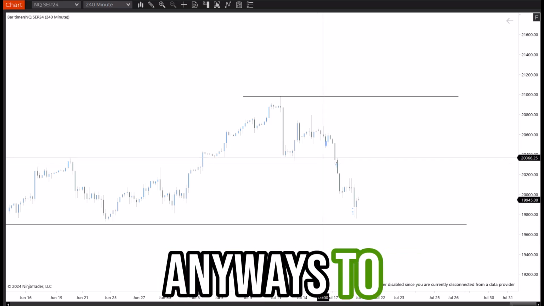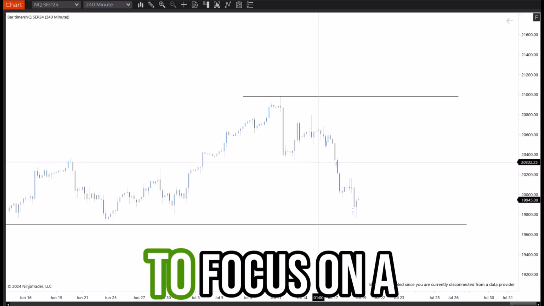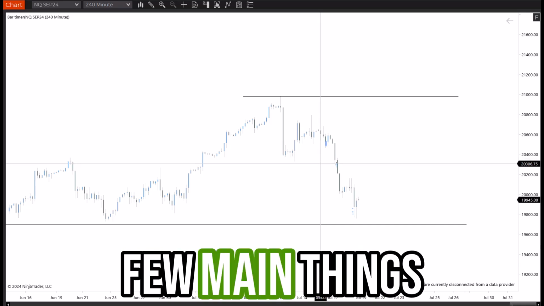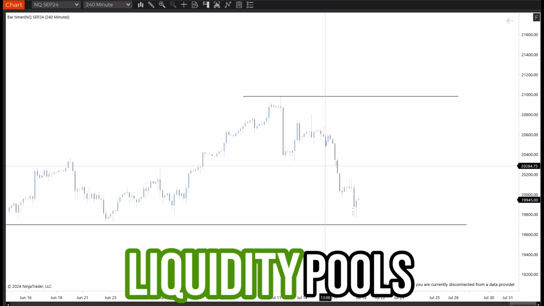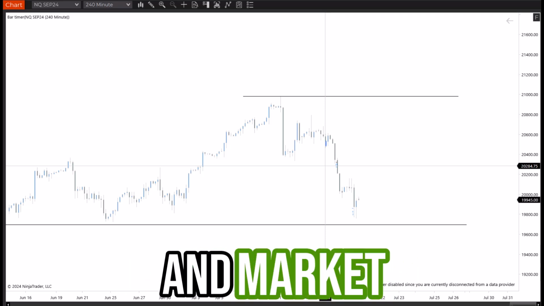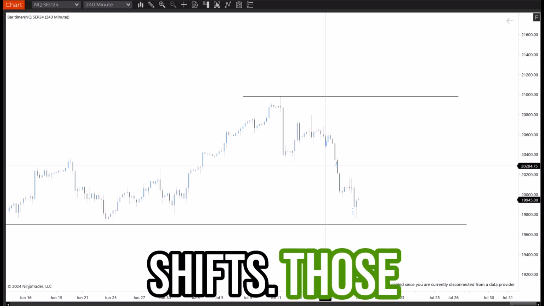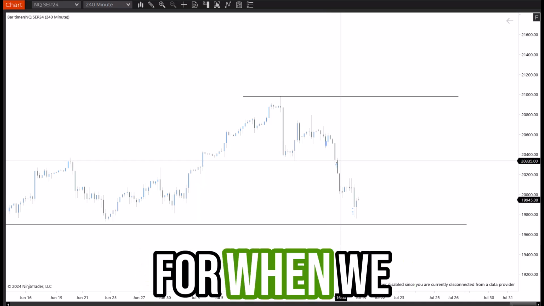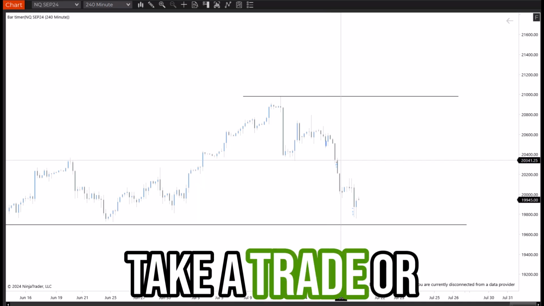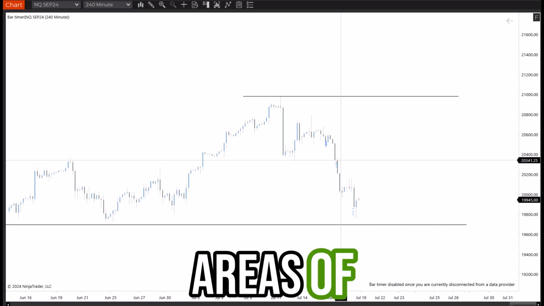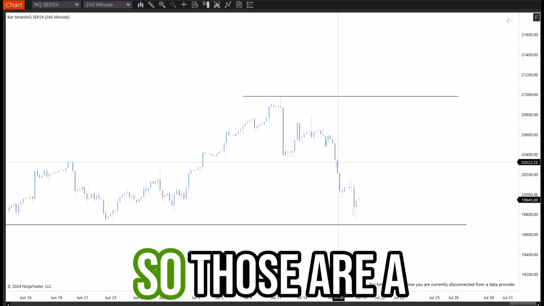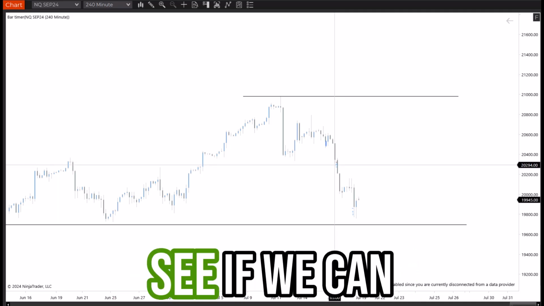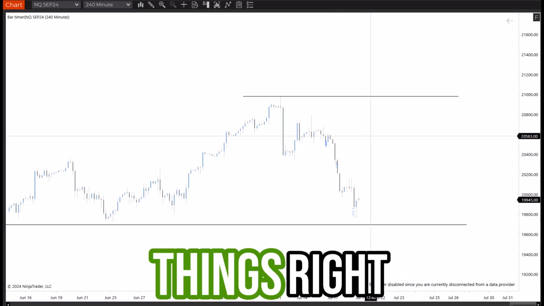But anyways, to begin, we have to focus on a few main things, some key things, and those are liquidity pools, fair value gaps, and market structure shifts. Those are the things that we look for when we are about to take a trade, or look for in areas of interest to start wanting to seek a trade. Let's see if we can mark off those things right here.